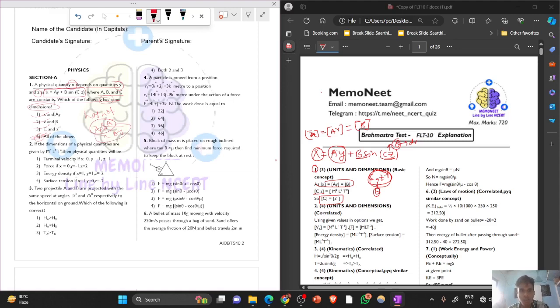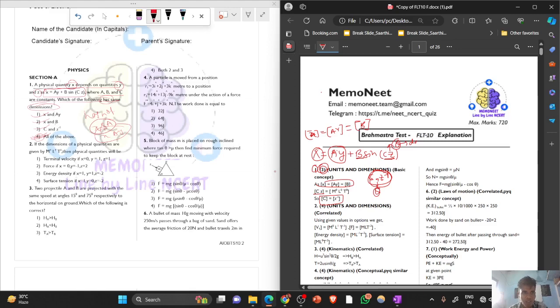So the answer will be 4. It is written 3, which is quite wrong. You need to understand that all are correct options according to this particular question, because X has a dimension, and you can only add or subtract two quantities which have the same dimension. Okay, now moving to your next question.